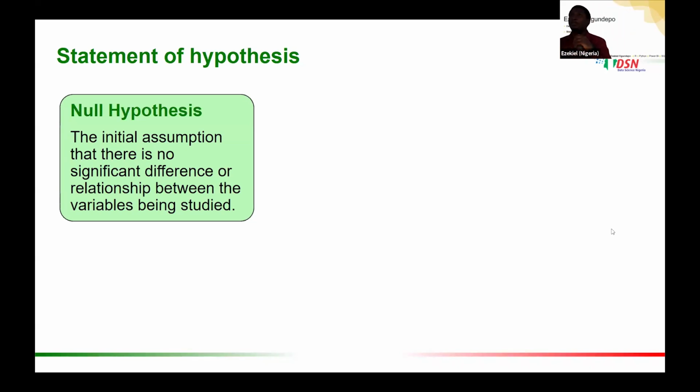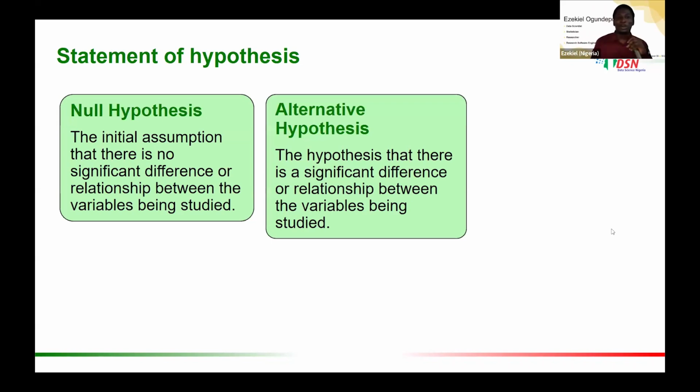In statistics, we have 2 types of hypotheses. The first one is the null hypothesis, which is being denoted as what? H0. Then we have the alternative hypothesis, denoted as what? H1. Thank you so much. And what is the null hypothesis? The null hypothesis is saying that there is no what? Significant difference. Male and female are the same.